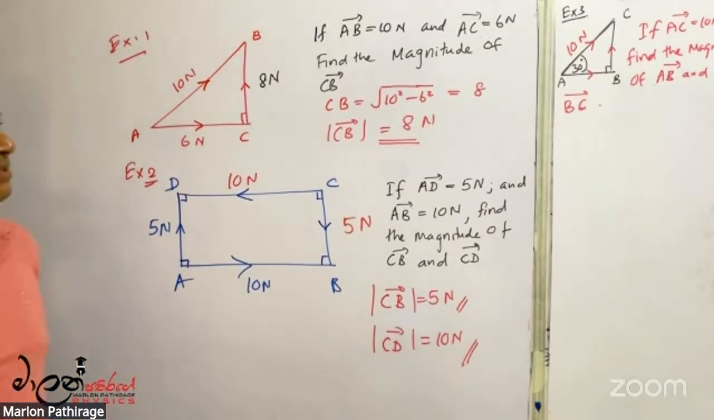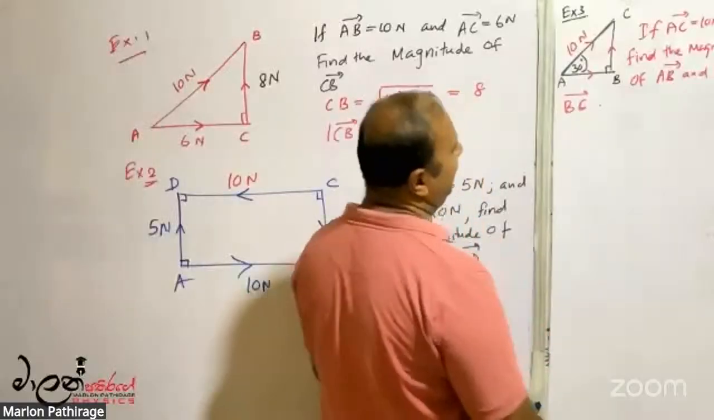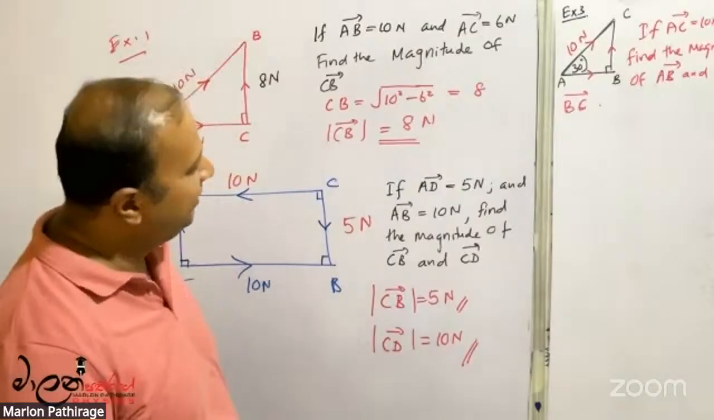Okay. Have we done exercise 3? Example 3. BC is 5 Newton. BC 5 Newton, and AB.